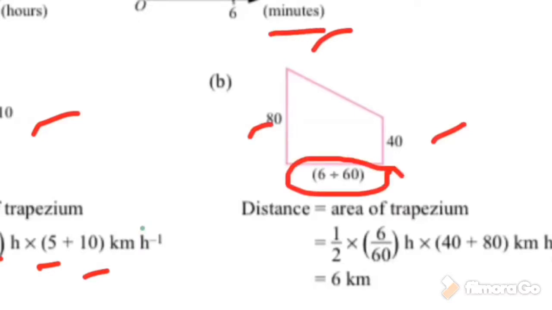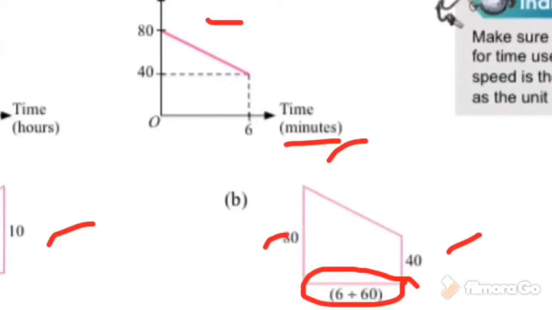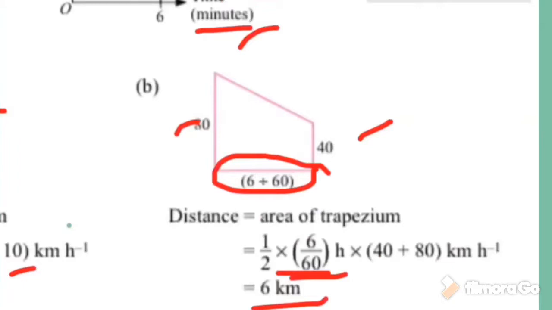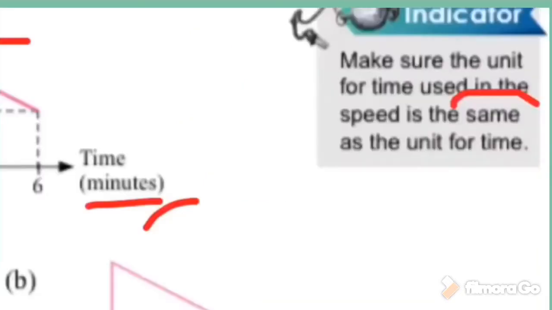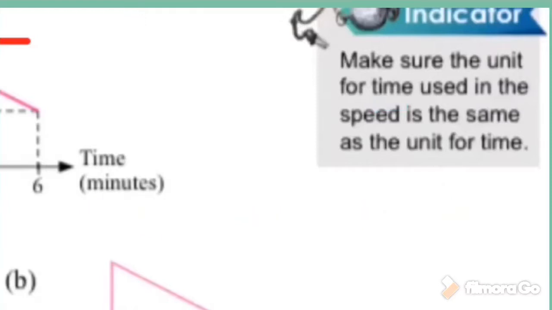Why? Because the unit is actually hours. So you notice that you have to convert the minutes into hours. So the answer is 6 kilometers. Make sure the unit used in the speed is the same as the unit for the time. This is very important. All right, no problem. Good, can understand? Just copy the 3 diagrams that I discussed.